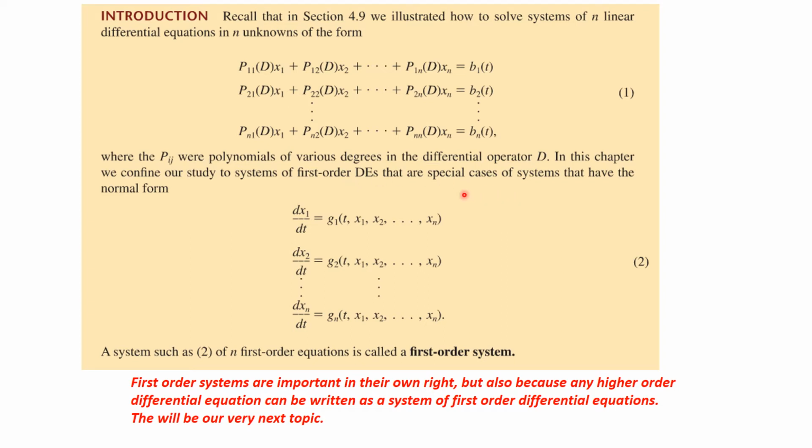In this chapter, we're going to confine our studies to systems of first order differential equations that are special cases of systems that have the normal form. So you have a bunch of variables, x1 through xn, and you're taking the derivative with respect to t. You have that on one side, and then it's equal to stuff on the other side, which are functions of t, x1, x2, and through xn. Such a system of n first order equations is called a first order system. Now, first order systems are important in their own right, but also because any higher order differential equation can be written as a system of first order differential equations. And this will be our very next topic.